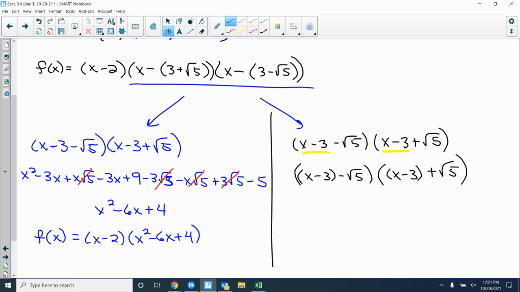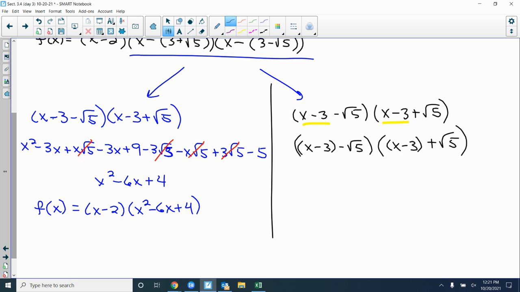Now think about this. The reason I did this is I want you to think of this as A minus B times A plus B. Where my A is just what? My A is the group x minus 3. It's the same thing. So I'm subtracting square root of 5. I'm adding square root of 5. Well, what do you get when you multiply A minus B times A plus B? Just the difference of squares. And so when I multiply, you end up with A squared minus B squared, right?